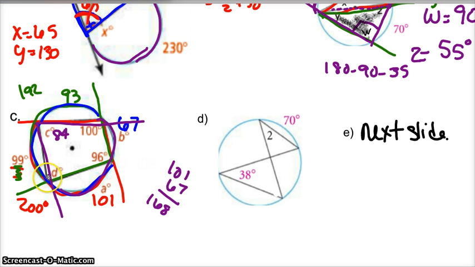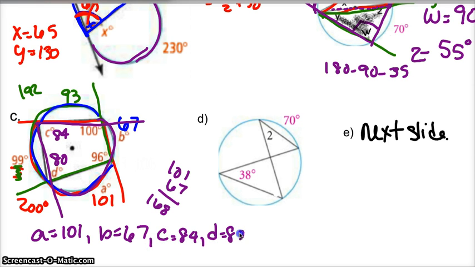You can do the same thing for angle D and extend it out, or recognize that inside here is a four-sided figure. A four-sided figure is 360 degrees. So 360 minus the angle labeled 84, minus the angle labeled 100, and minus the angle labeled 96 means that D is 80. So I got A to be 101, B to be 67, C to be 84, and D to be 80. And this next one, same idea.